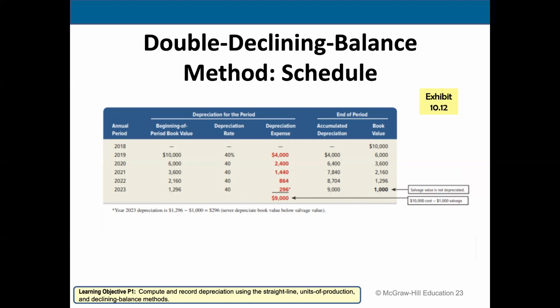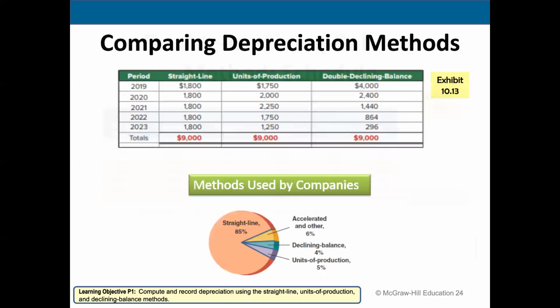Most companies, more than half, use straight line just because it's sort of approved, and the IRS gives a schedule of the useful life of assets, and so you don't get a lot of arguments from the IRS when you use their schedule. All right, so just a little comparison.